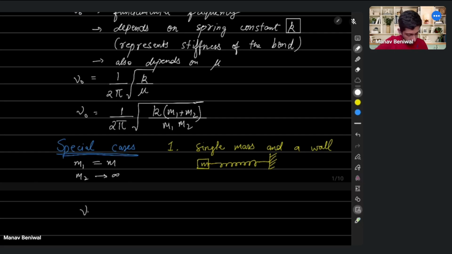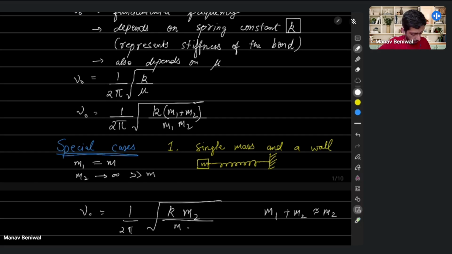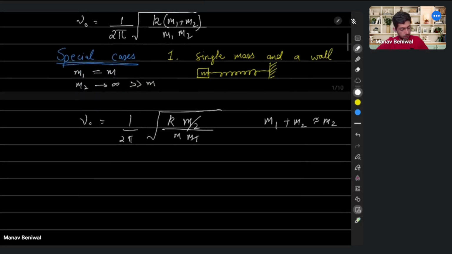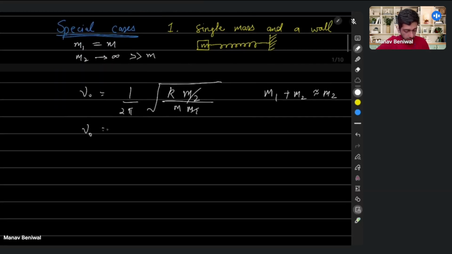So then our mu naught, in that case, will become 1 over 2 pi, and because m2 is very, very larger than m, m1 plus m2 will roughly be equal to m2. This becomes k m2 upon m times m2, and this m2 m2 cancels out. So we get mu naught as 1 over 2 pi under root k by m. Okay, and this is what we get for a single body problem, right?